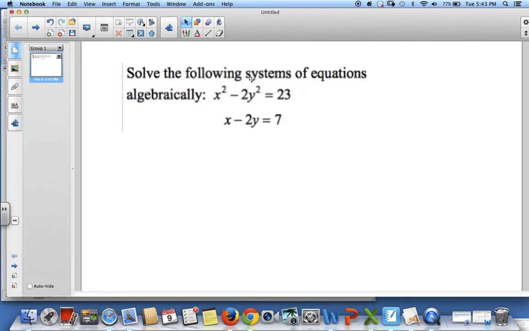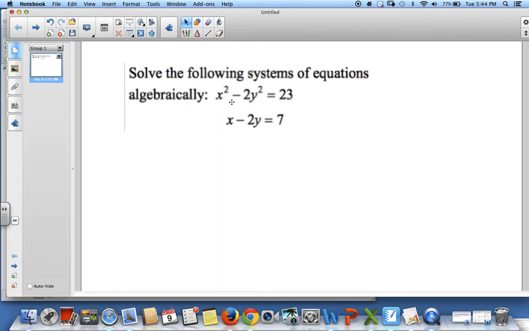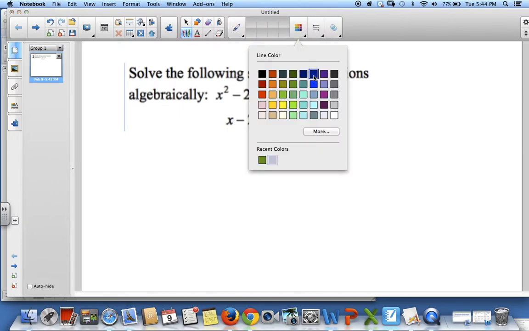Okay, we want to make sure that we can solve the system of equations, which means to find the values, ordered pairs that would work in this equation and also in this equation. The graphs of these are a little strange, just so you know what the graphs are going to look like to get an idea.